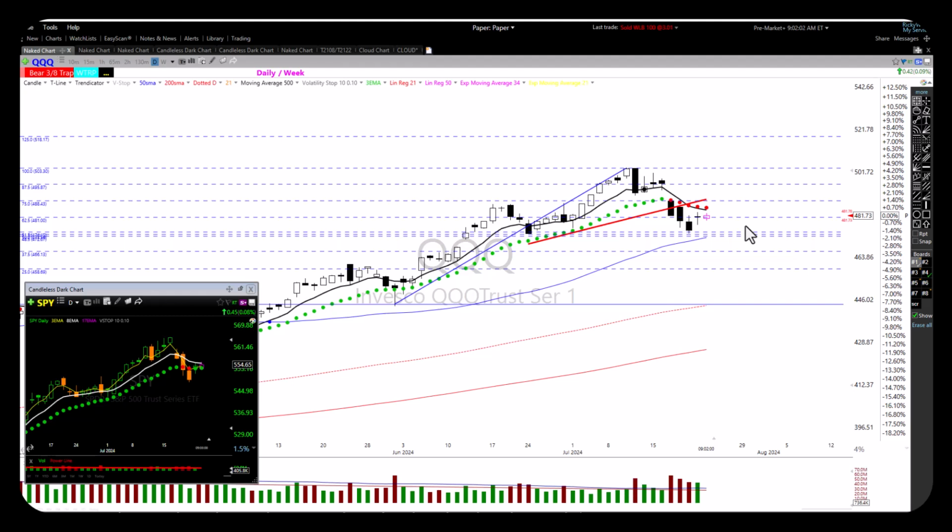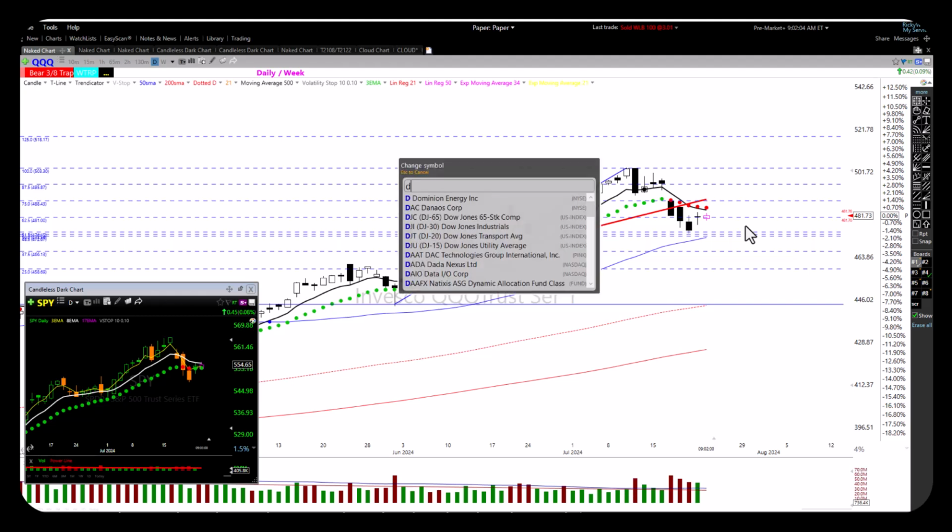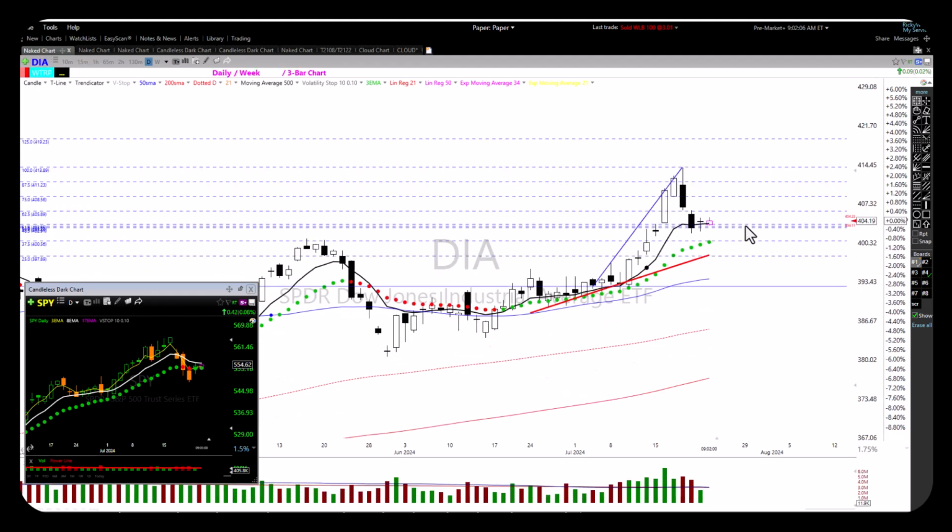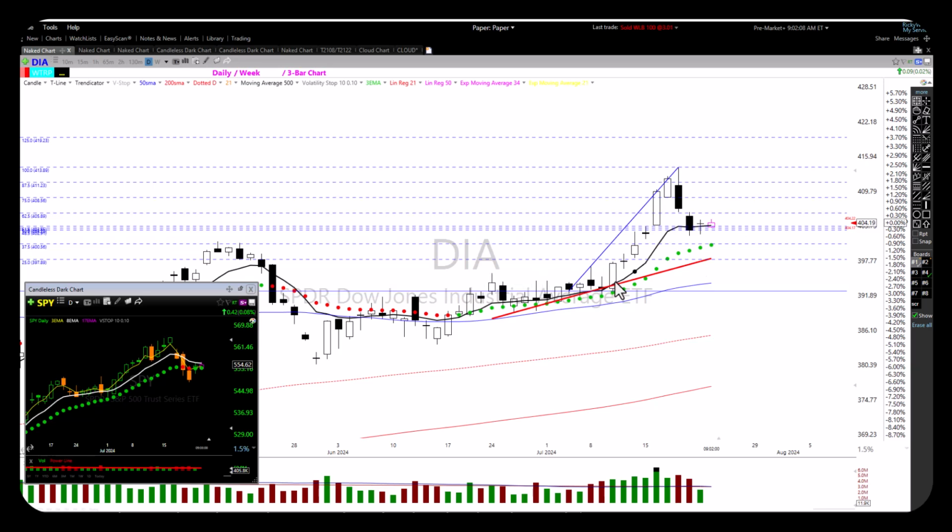What else is there? Let's take a look at the diamonds. There we go. So the diamonds right here, taking that breakout up, it came right back down to the 50% area. If it holds, I think that's positive, very, very positive. What we need to see is a breakout. And right now, we need to be over 405.90 to get the bulls going.